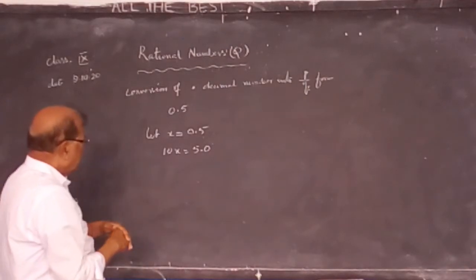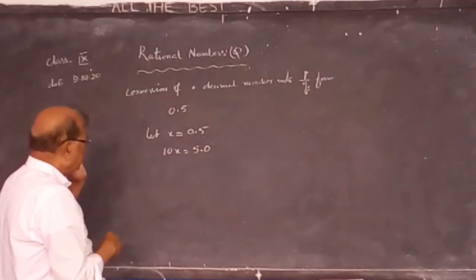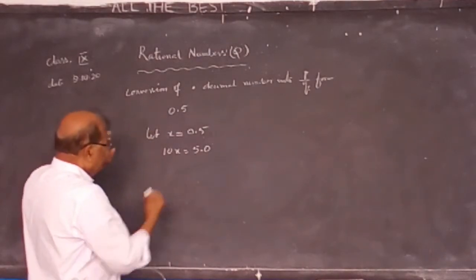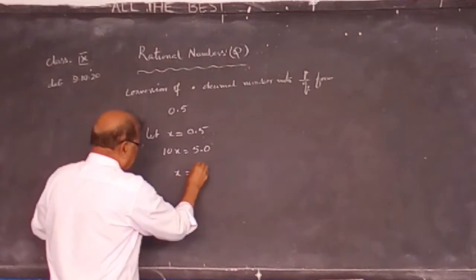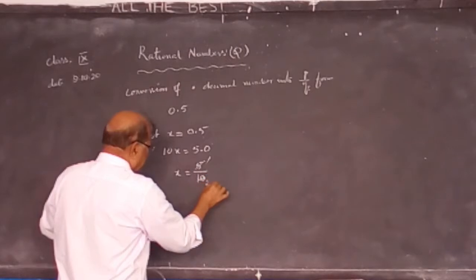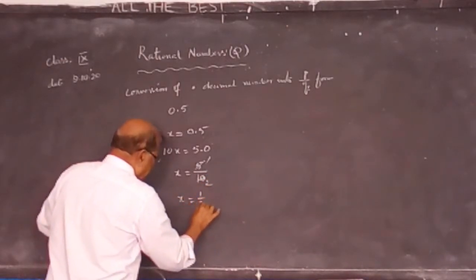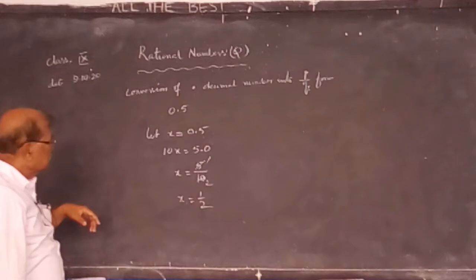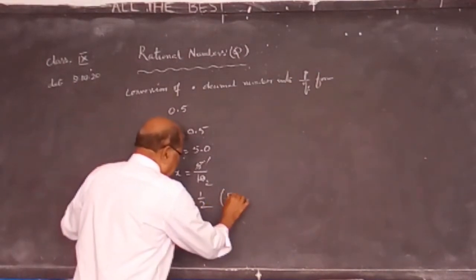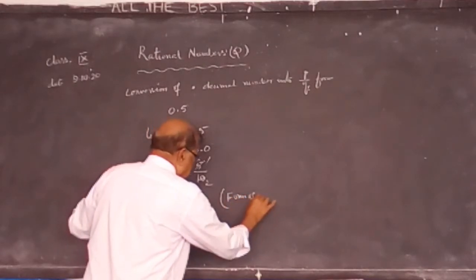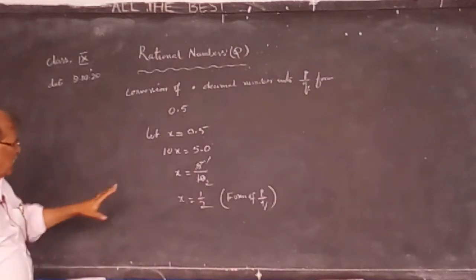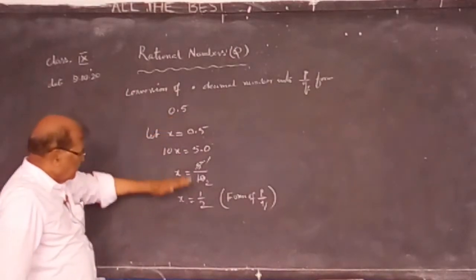So now if you observe carefully, what is x? 5 by 10. 5 1s are 5, 5 2s are 10. x is equal to 1 by 2. What is P? It is in the form of P by Q. This is one way of converting a decimal number into the form of P by Q.